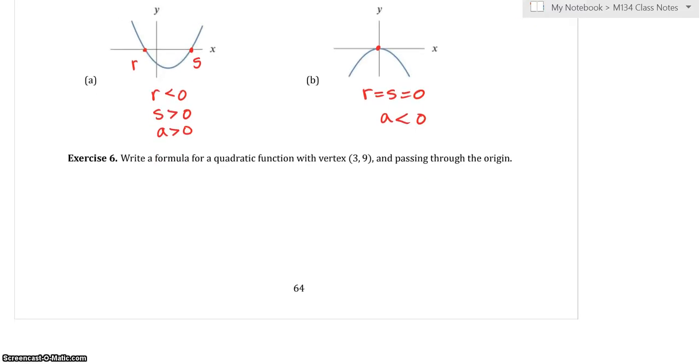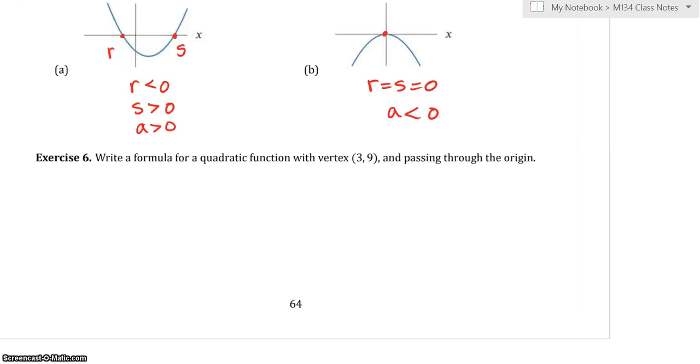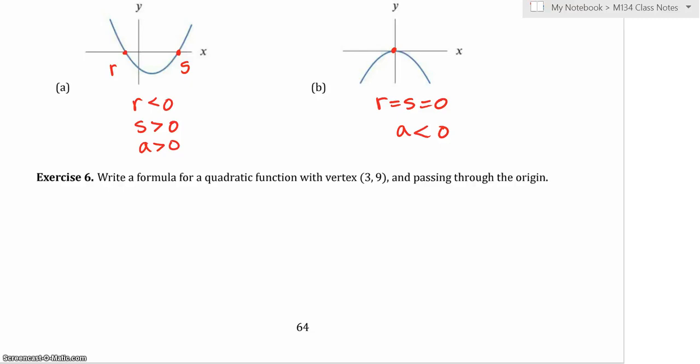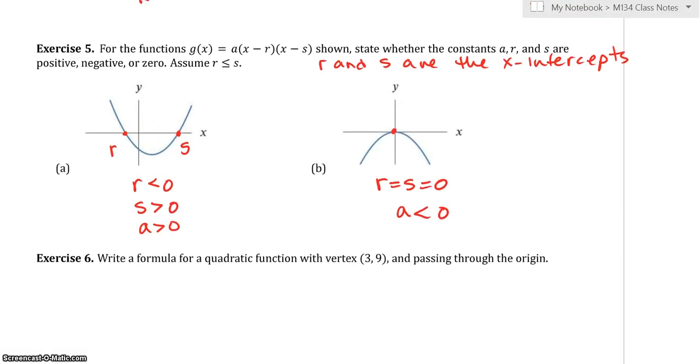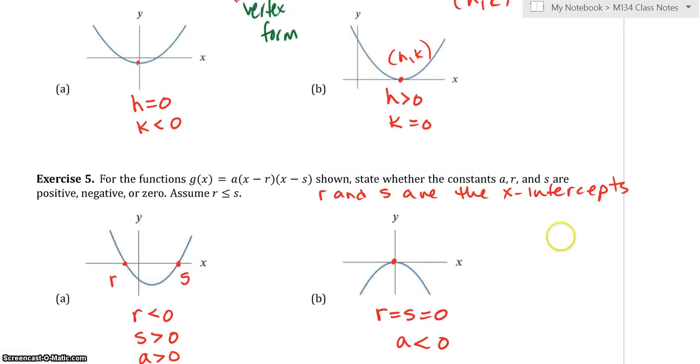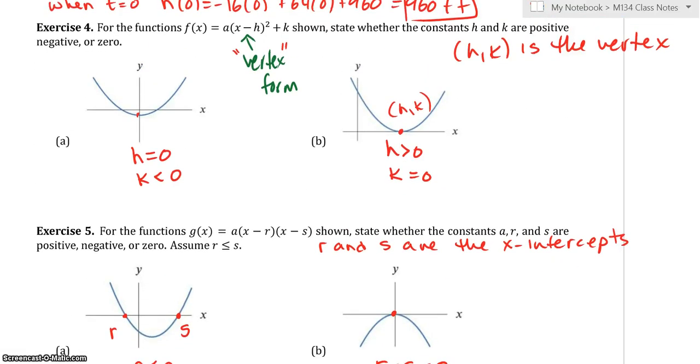Last one to try for this section, exercise 6. So now with all that information, see if we can write a formula for a quadratic function with vertex 3, 9 and passing through the origin. So go ahead and try that one. I'll give you a hint. Factored form is not good. I would use vertex form.